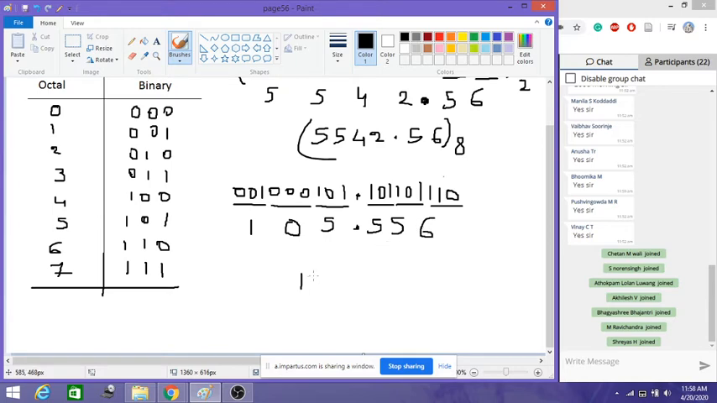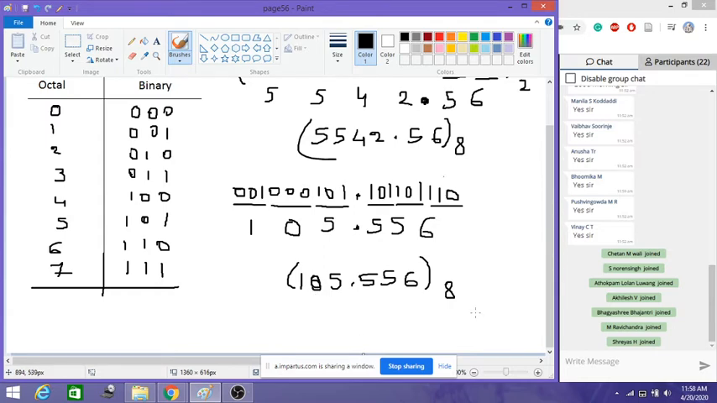So now the final converted result is 105.550. So this is in terms of octal, right? I hope you have understood. Please read this as 0. It is not 6, this is 0.